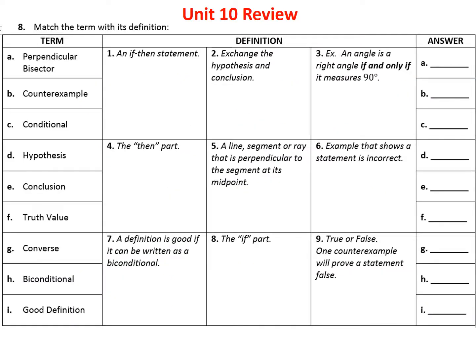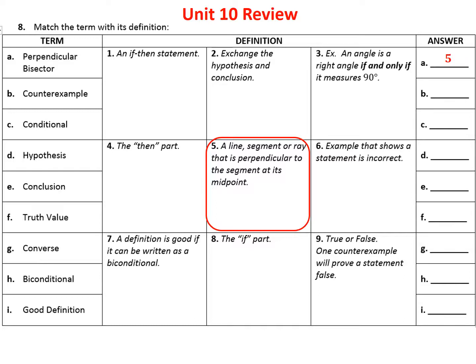Problem 8 is a matching exercise to help us with our vocabulary, to make sure we understand what these words mean. The first one says a perpendicular bisector. So we're looking for something that has a perpendicular and has a bisector, which means it cuts it in half. And right here, number 5, it's a line or segment or ray that is perpendicular to the segment at its midpoint. The midpoint is what we mean by bisector. We cut something into 2 equal parts, so A is 5.